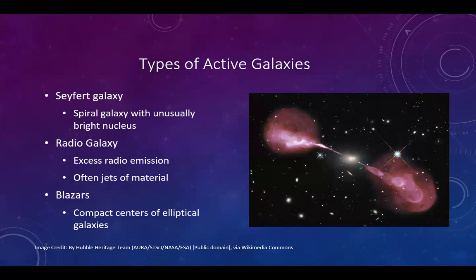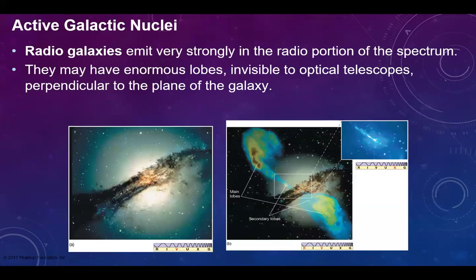So that was a Seyfert galaxy. This is a radio galaxy. They have an excess of radio emission. They have way more radio waves being emitted than you would expect. They often have large jets of material being emitted over enormous, these are intergalactic scale structures being shot up. And then blazars are the compact centers of elliptical galaxies.